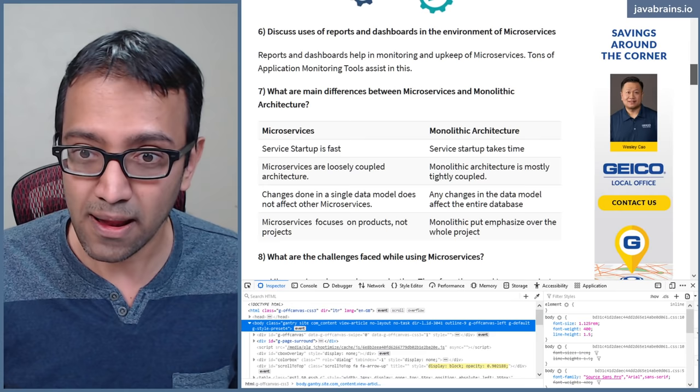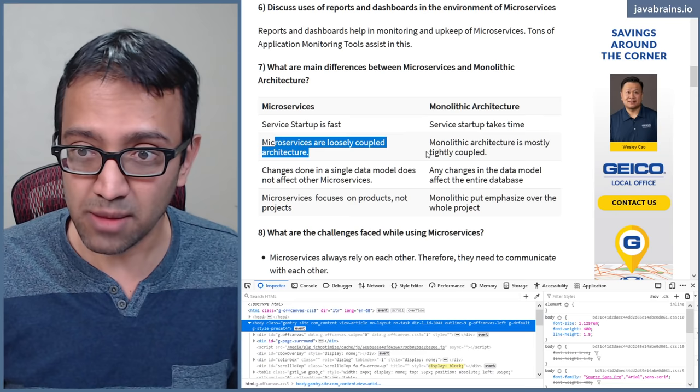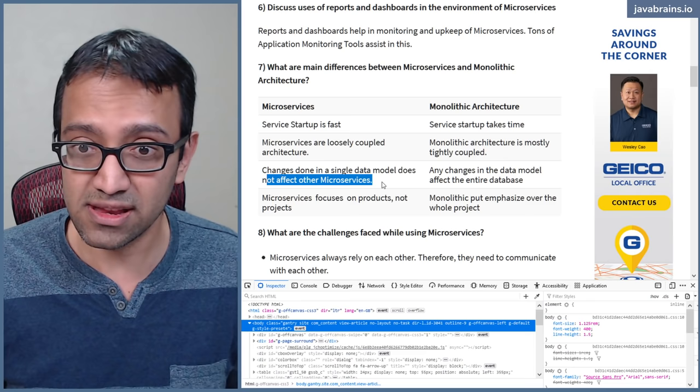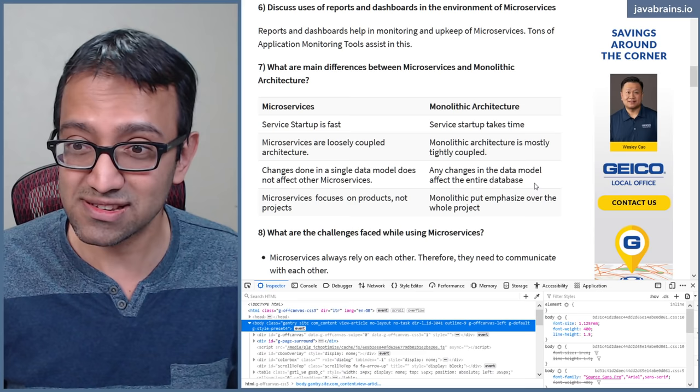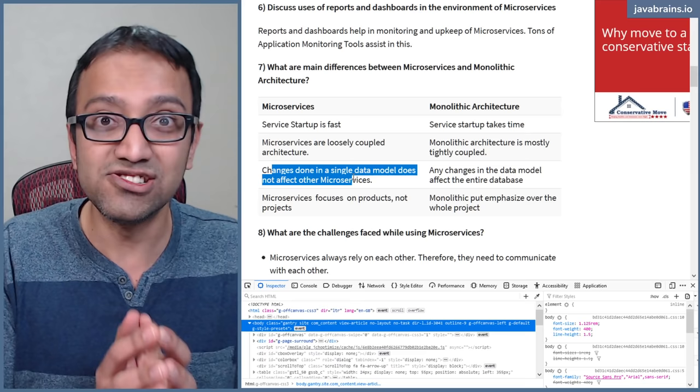"Service startup is fast. Service startup takes time." Well, again, that depends on if you're doing it from scratch or not. We covered this. "Loosely coupled architecture, tightly coupled architecture." Yeah. "Changes done in a single data model do not affect other microservices. Changes done in the data model affect the entire database." What? No, changes done to a microservice do not affect other microservices as long as the external contract of the microservice hasn't changed, okay? That's what this is.